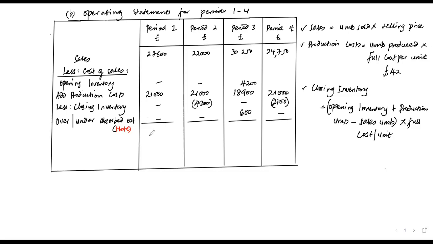So period 1, here we have 21,000. Then period 2, 21,000 minus 4,200, that is 16,800. Period 3, there is no closing inventory, but you have 4,200 plus 18,900 plus 600, giving you 23,700. Then period 4, 21,000 minus 2,100. This is 18,900.